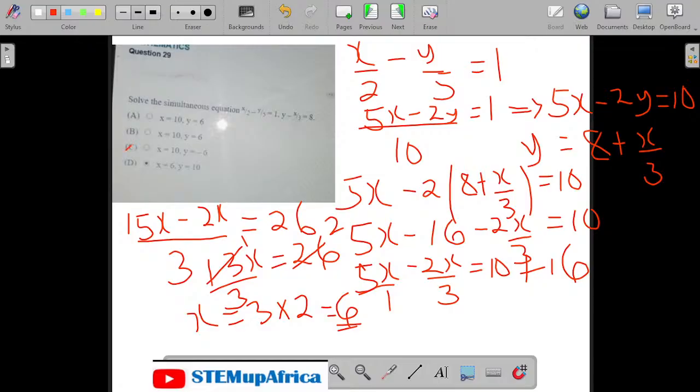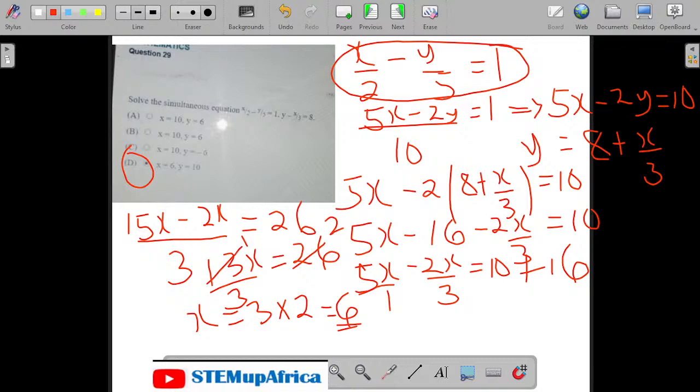Therefore, your answer is option D. But to be sure you know what you are doing, you can still find y. So here you see x is 6. You put 6 into either equation 1 or equation 2. Let's choose equation 1. Let's put x as 6 into this expression. If that should happen, what are we going to have?